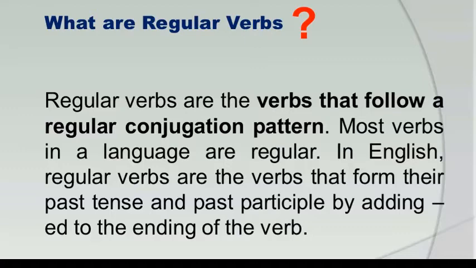In English, regular verbs are the verbs that form their past tense and past participle by adding ed to the ending of the verb. Students, you see I have written here ed, so you may have a question: can a regular verb only take ed to be conjugated or to be made past? No, students, this will be something more. T can also be used to make a verb conjugated when you are making it past or past participle.